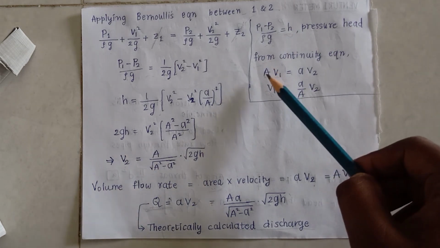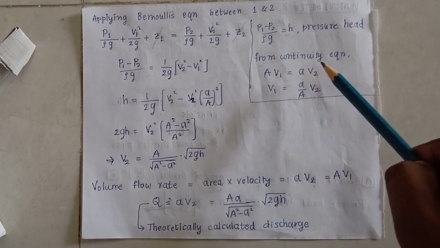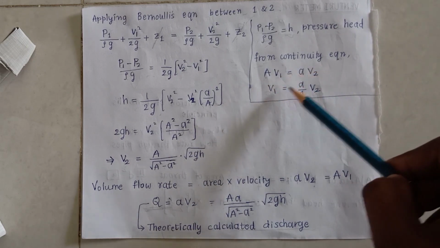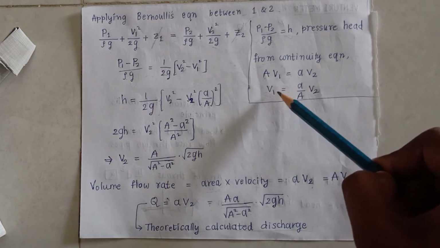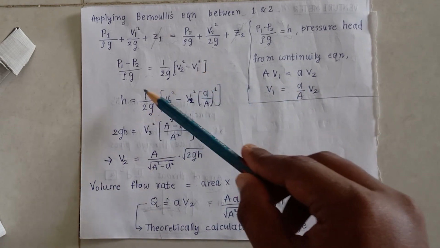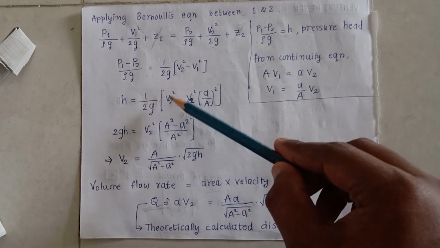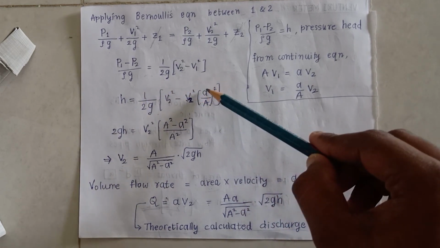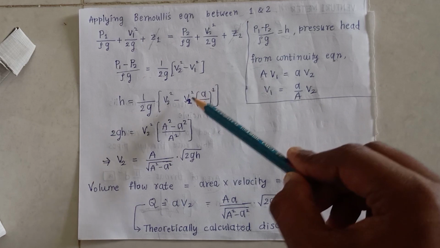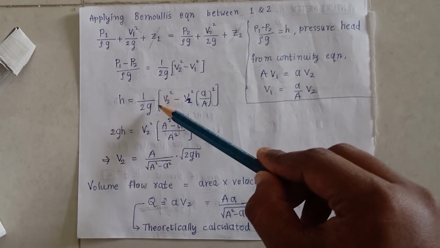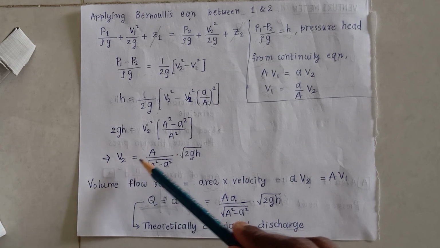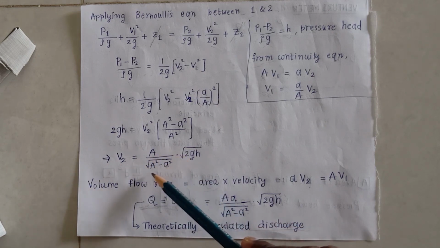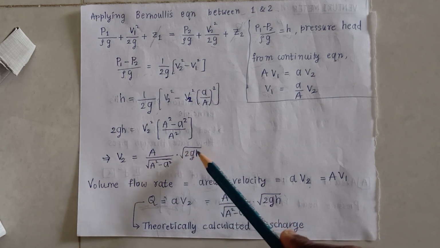So we have capital A into V1 is equal to small a into V2. Now V1 is equal to small a by capital A into V2. We can substitute the V1 value here and we get H is equal to 1 by 2g into V2 square minus V2 square into (small a by capital A) whole square. We can take V2 common from this, and rearranging some terms, we are left with V2 is equal to capital A by root of (capital A square minus small a square) into root 2gh.